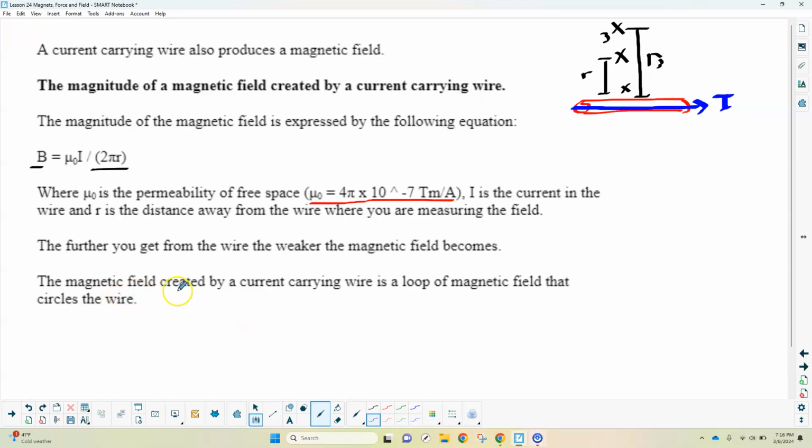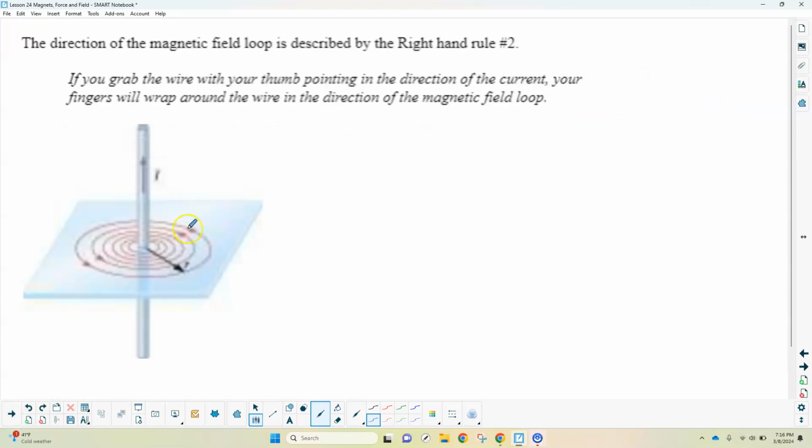So the current creates a loop of field that actually circles the wire. So this is another right-hand rule that we're going to use. This is right-hand rule number 2. The way you do this one's easier. You just grab the wire and you make sure your thumb is pointing in the direction of the current. And the way the fingers of your right hand curl around the wire is the direction of the magnetic field loop. So in this picture here, the current is directed upward, so I is going up.